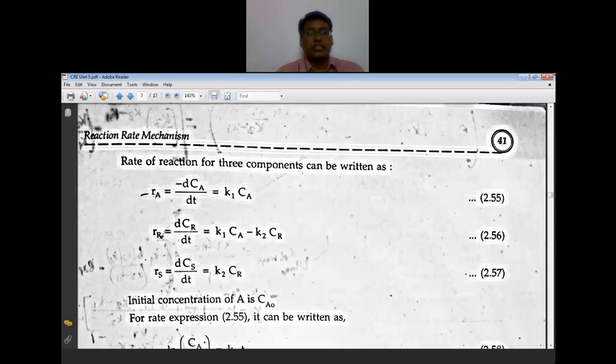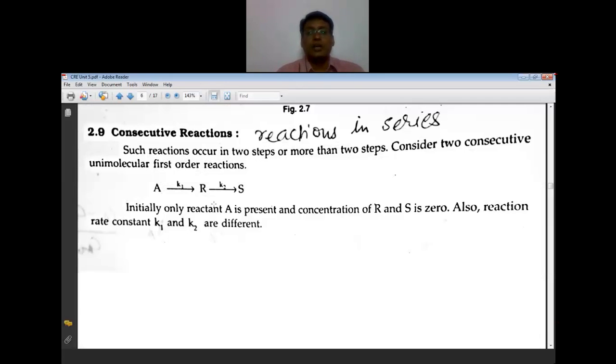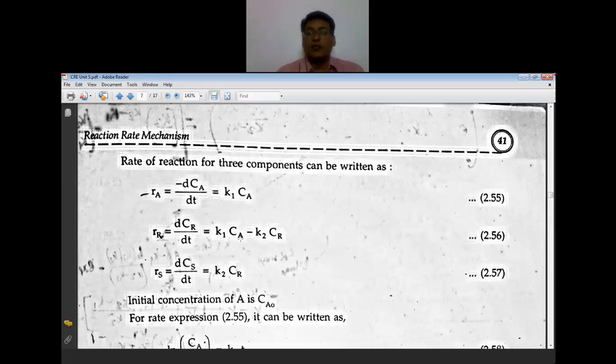So minus Ra, which is equal to minus dCA upon dt, the decrease in the concentration of A, is nothing but K1 Ca. Rr is the rate of formation of the reactant R, which is nothing but dCr upon dt. Now here R is produced from the first reaction, and it is being consumed by the second reaction. So we can write K1 Ca, which is getting produced, minus K2 Cr. Then for Rs, the rate of production of S, which is equal to dCs upon dt, which is equal to K2 into Cr. S is changing from only one reaction, that is R giving you the S.